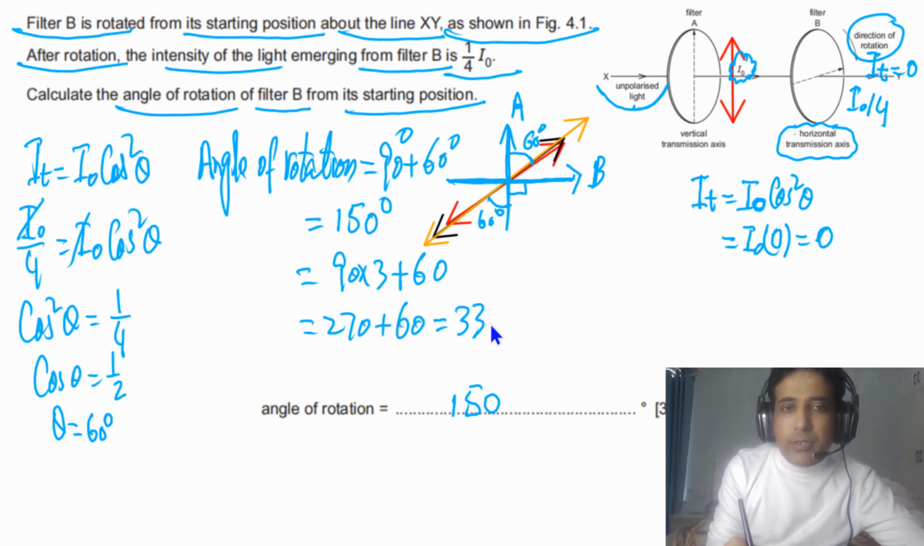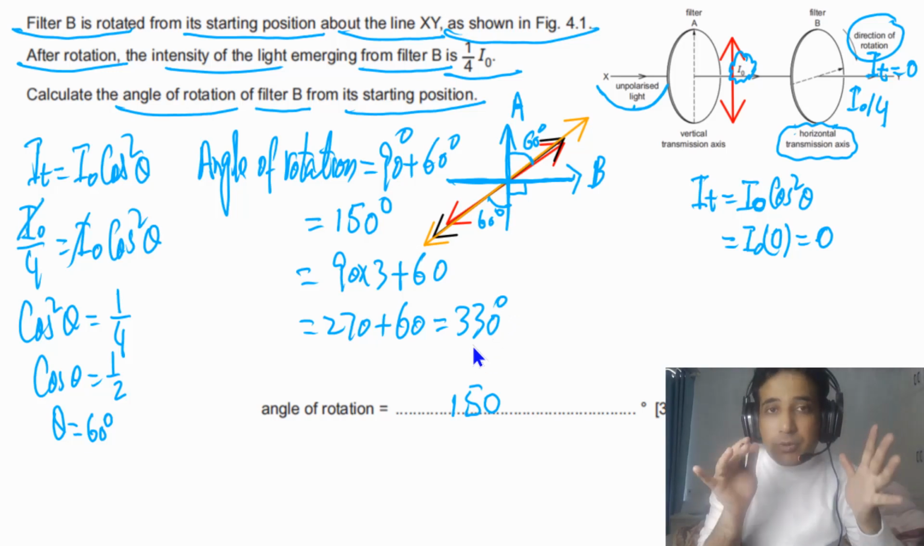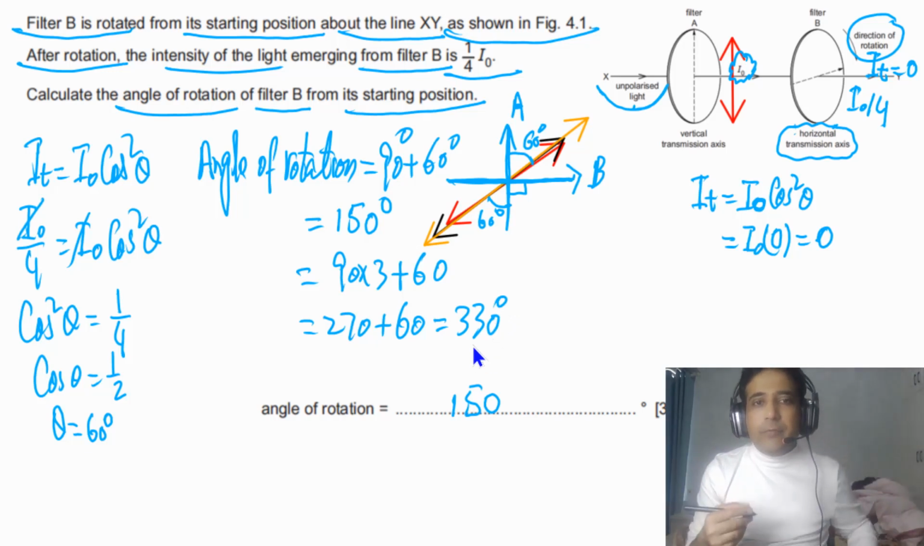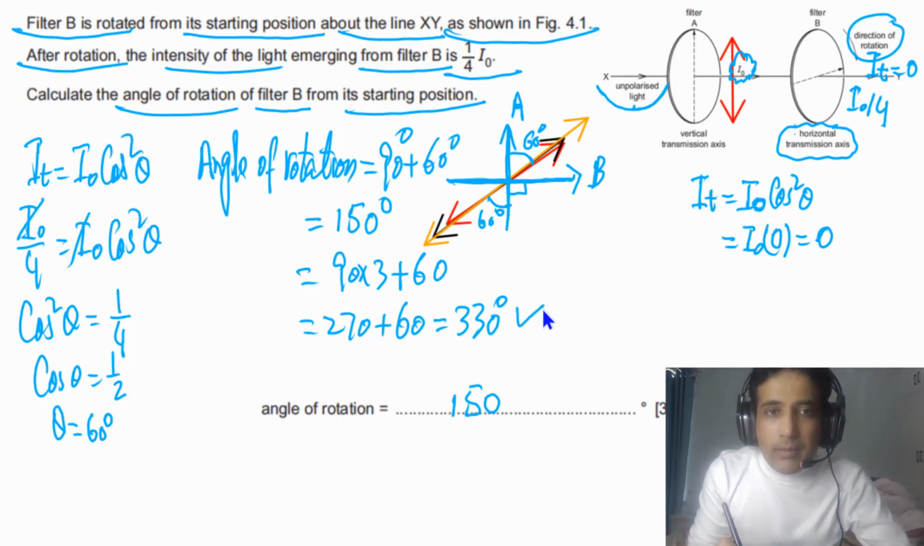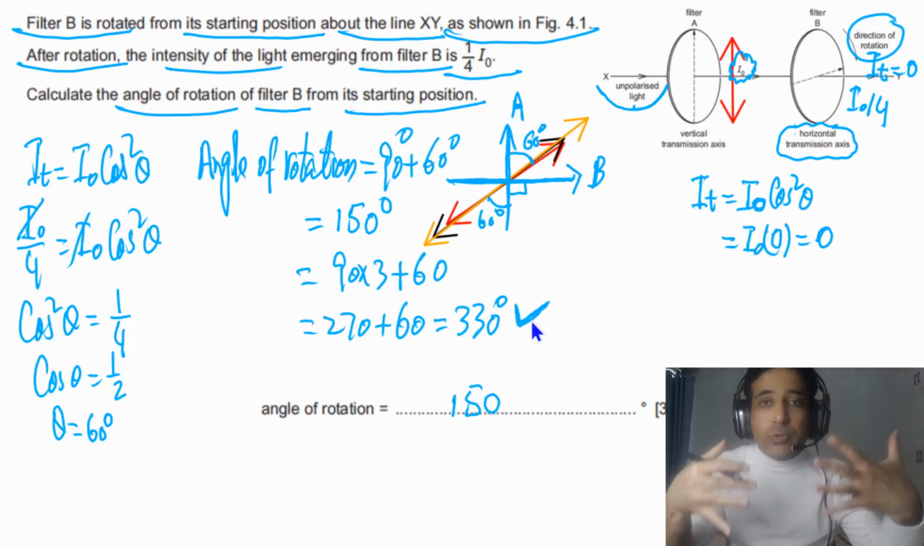So if you write down 150 or 330, both answers are acceptable. So this is how you need to answer this question. I hope this one is clear to you. If you have any questions, please leave them in the comments.